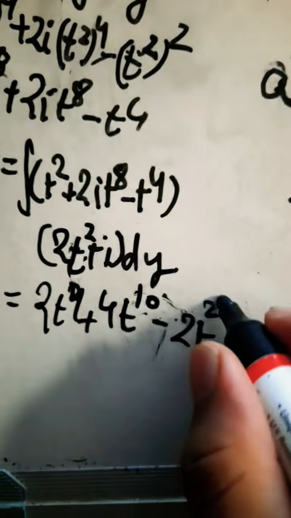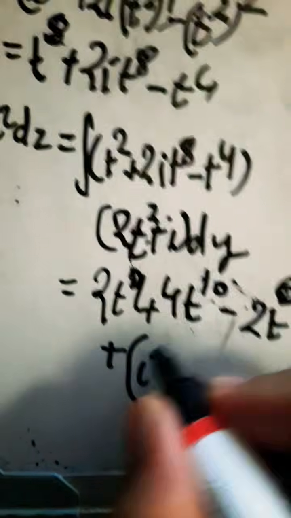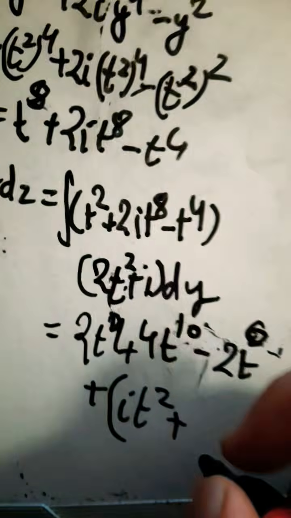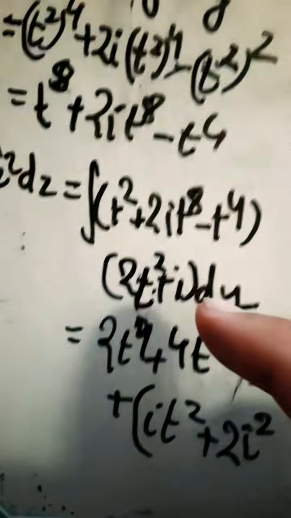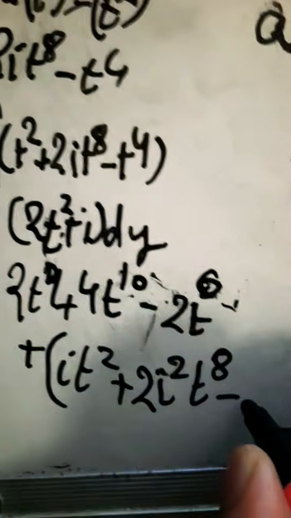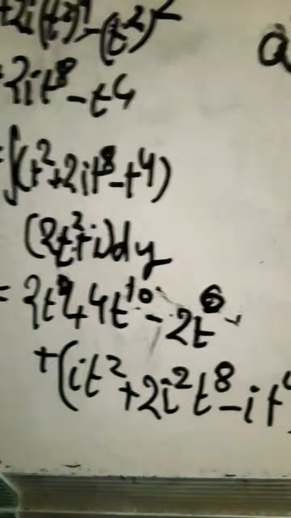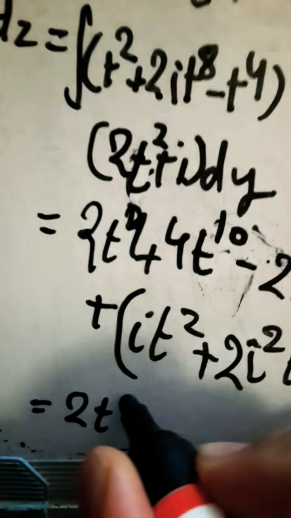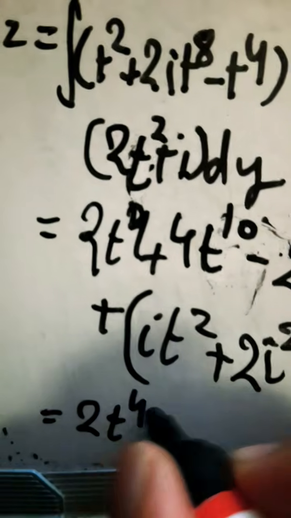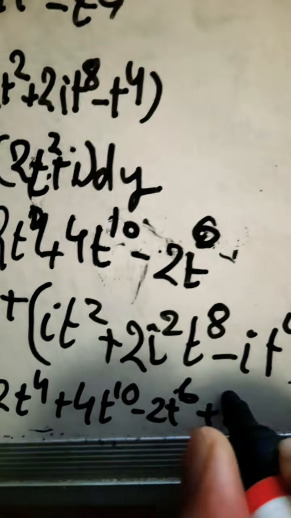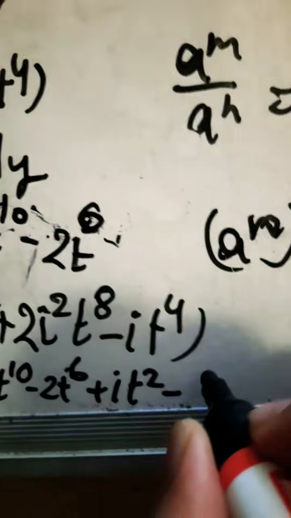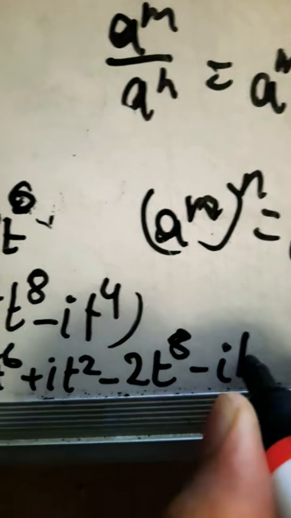So 2 t raised to 6, plus the whole thing with I t square. We have to now multiply everything with I t square plus I into here, so I is already there, this is I, so it will be I square, t raised to 8, minus I t raised to 4. Since this is plus, nothing will change in these signs, because plus into plus is plus, and plus into minus will be minus. So now, since I square is equal to minus 1, we take 2t raised to 4 plus 4t raised to 10 minus 2t raised to 6 plus I t square, minus, since this is minus 1 into plus, it will be minus 2t raised to 8 minus I t raised to 4, dt, okay?